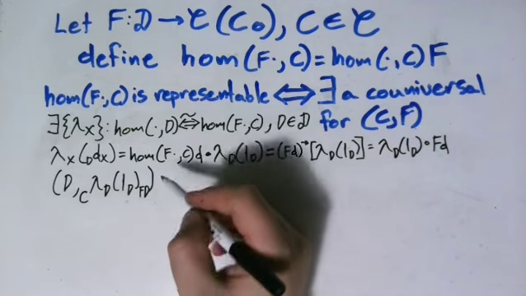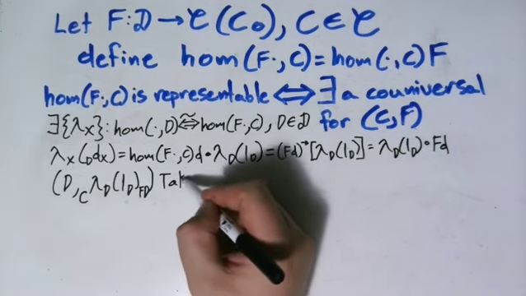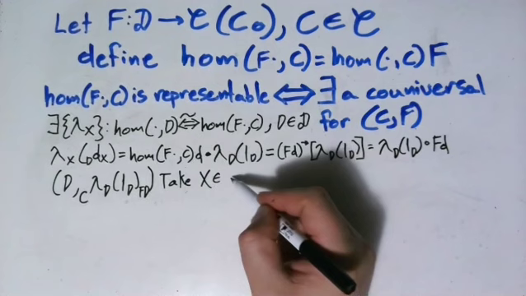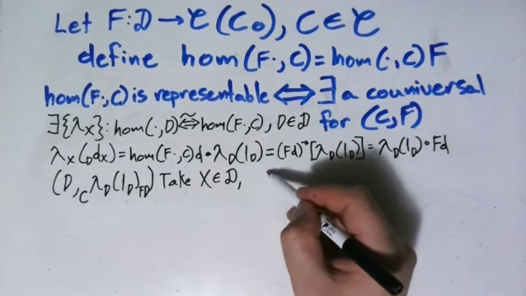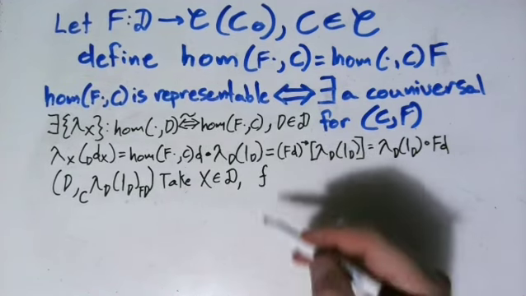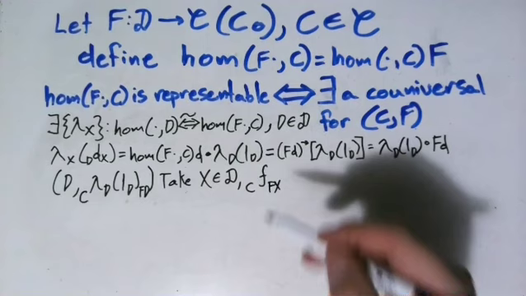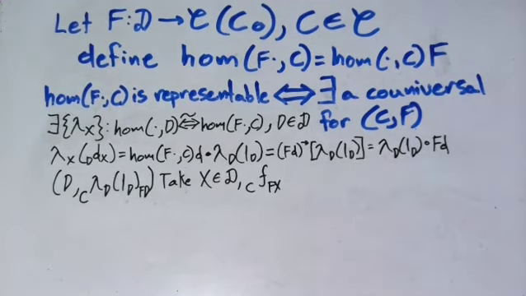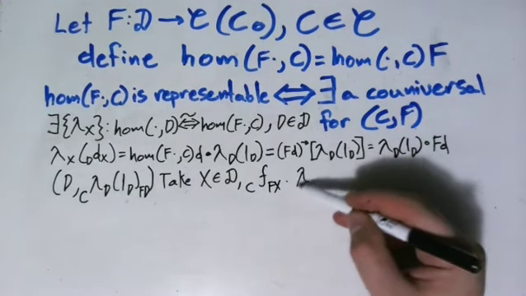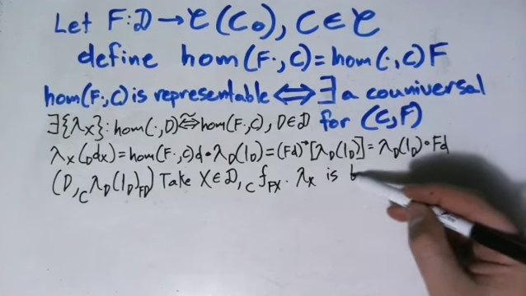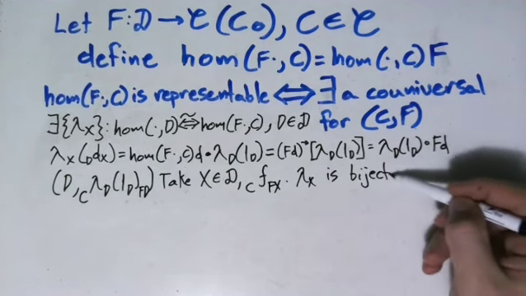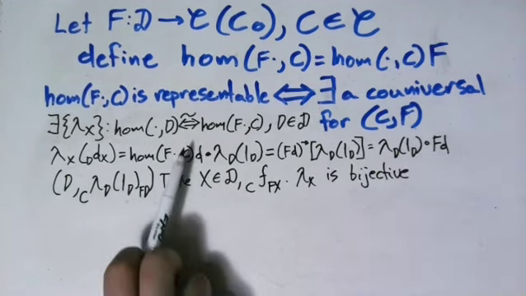So we need to take some x in D and some morphism f going from F of x into C. Then we know that lambda x is bijective because it's a natural isomorphism.